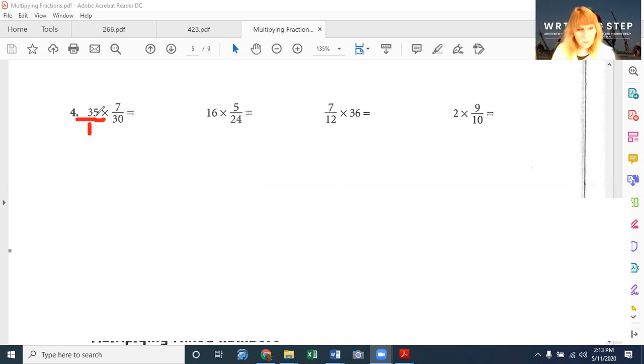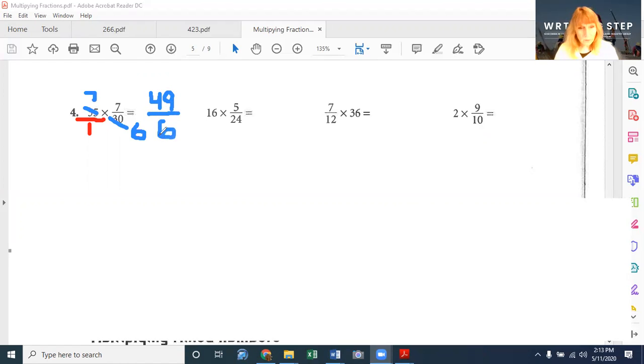So I know that I can divide 35 by 5, because 5 times 7 is 35. And I know that I can divide 5 into 30. 30 divided by 5 is 6, because 5 times 6 is 30. And now I can get my answer, 7 times 7 on top, 49. And on the bottom, I get 1 times 6, or 6.